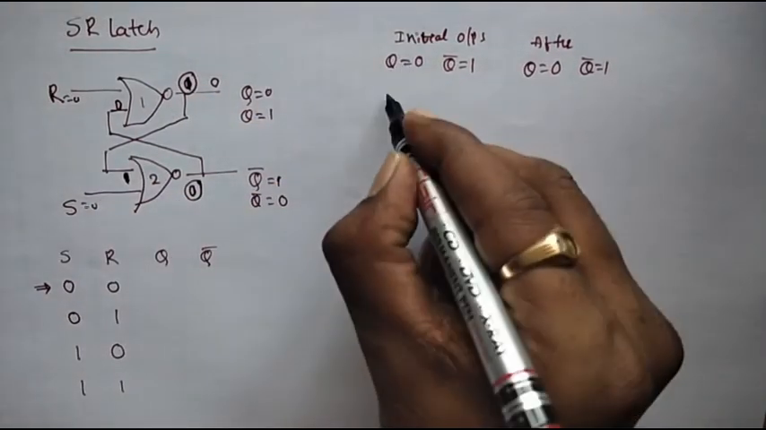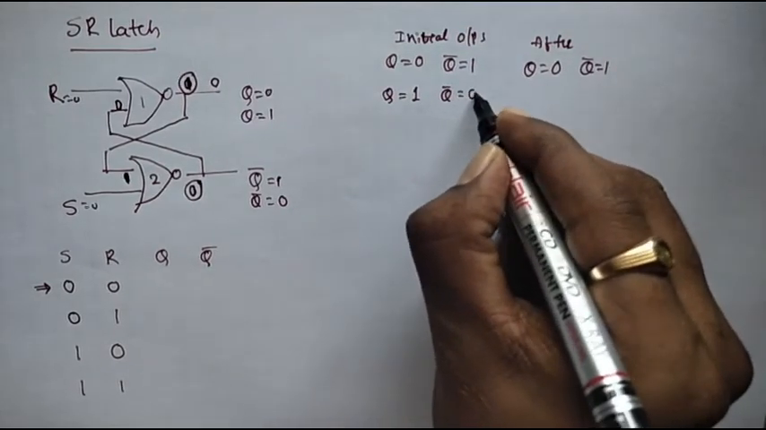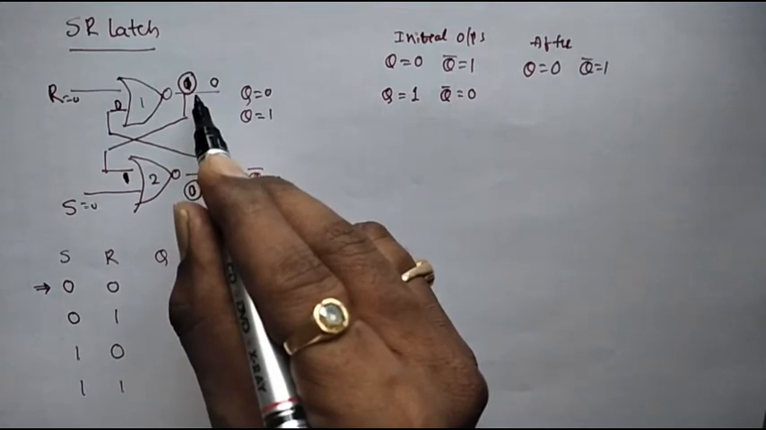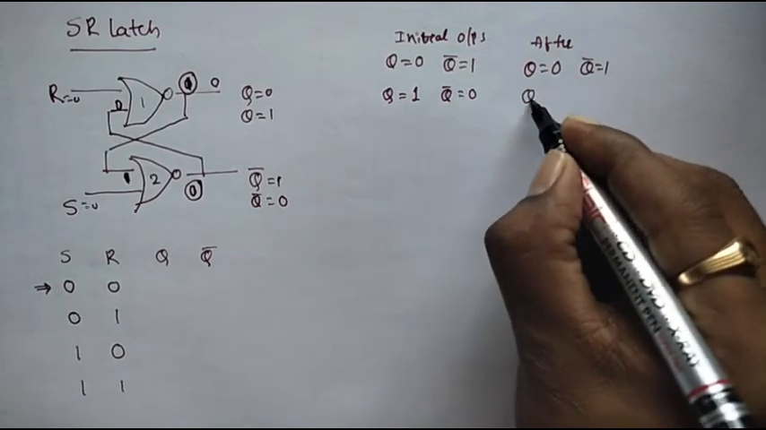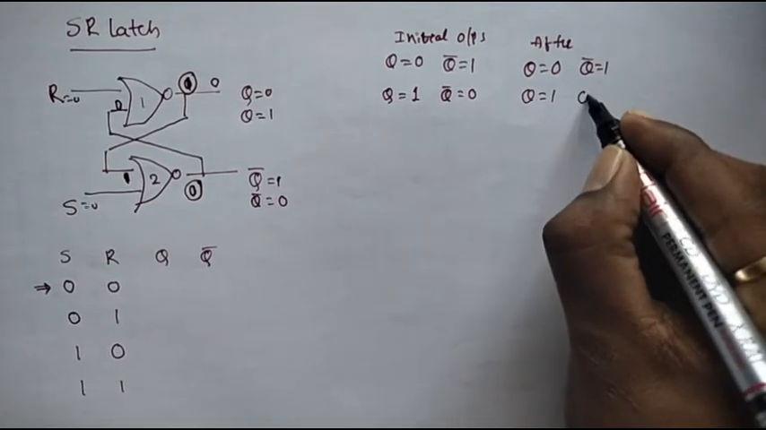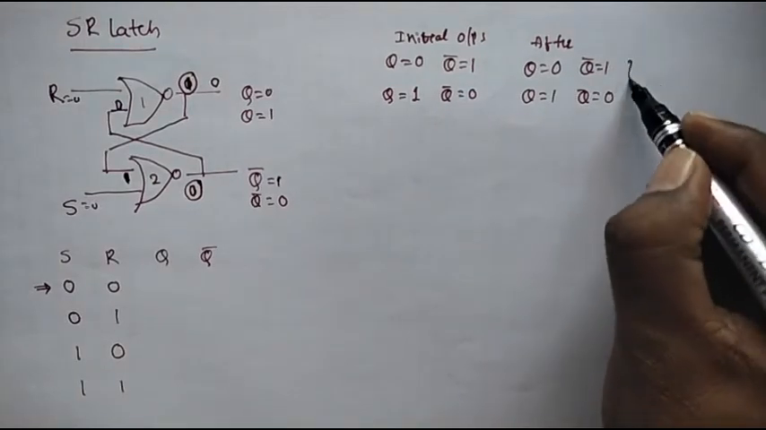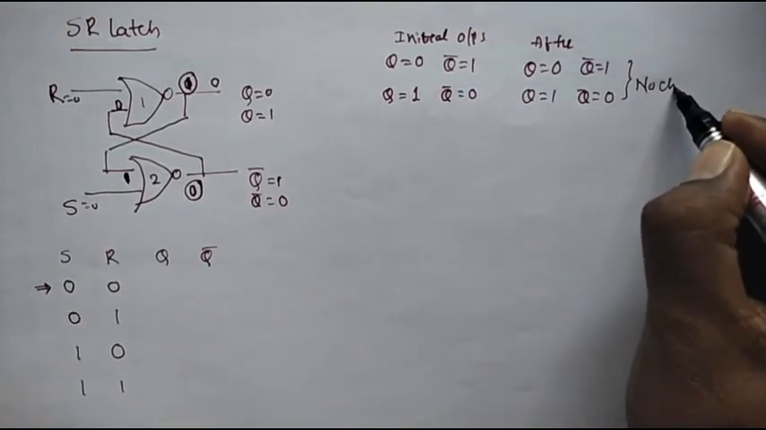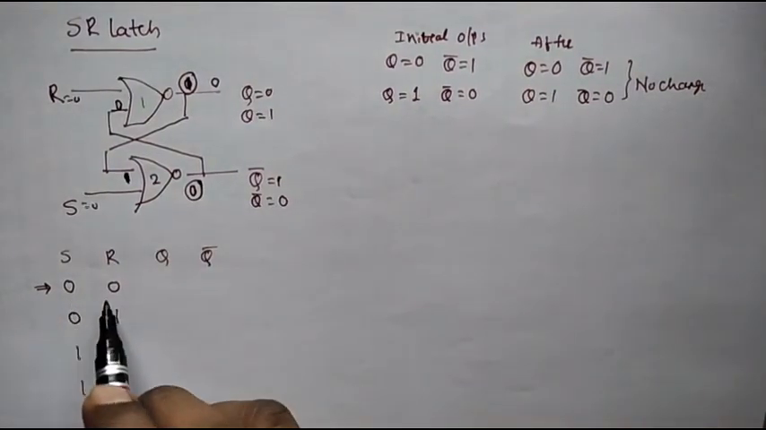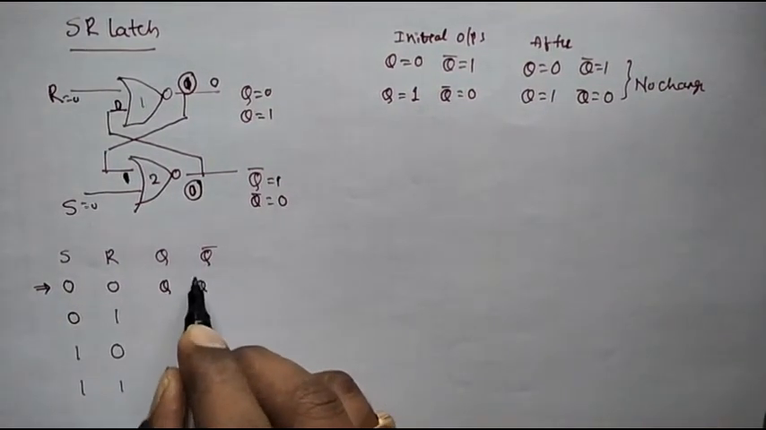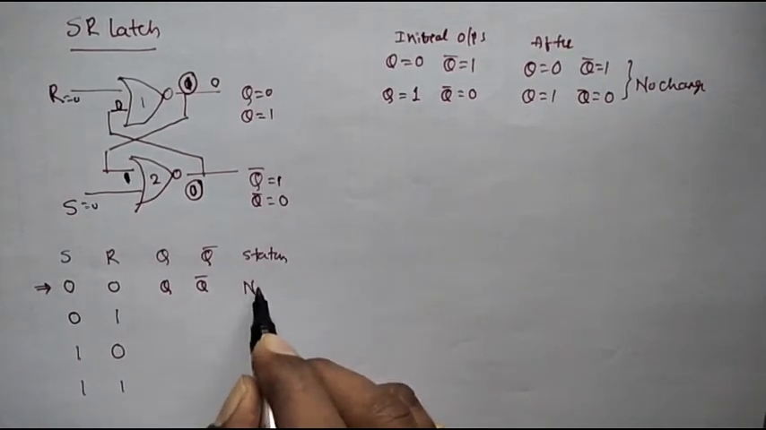Now in this case, initially we have assumed Q equal to 1 and Q bar is equal to 0. In this case, after operation also we got Q is equal to 1 and Q bar is equal to 0. Now I can say the conclusion is there is no change in the output. So I can say when S is 0, R is 0, Q and Q bar will remain same. We can write the status here saying no change.